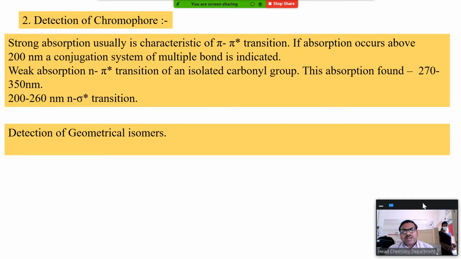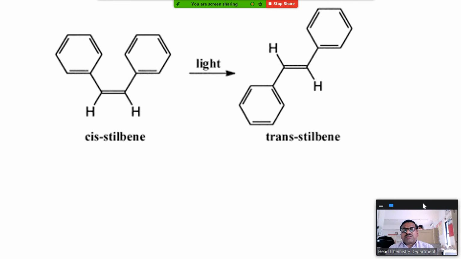It means that isomers which have a different position of particular groups or atoms across the carbon-carbon double bond are called geometrical isomers. So you can use this for the determination of geometrical isomers in organic compounds. Look at this. This is cis stilbene.